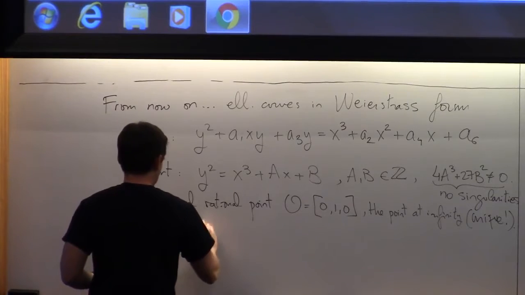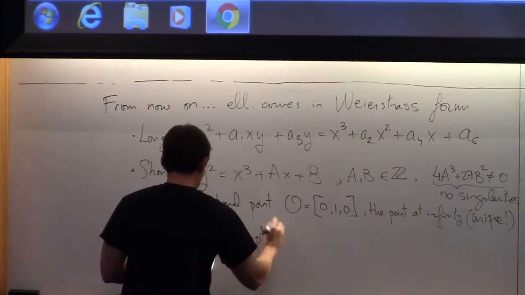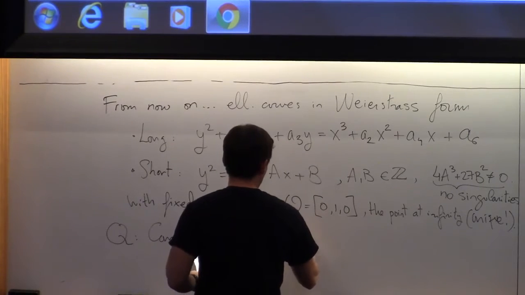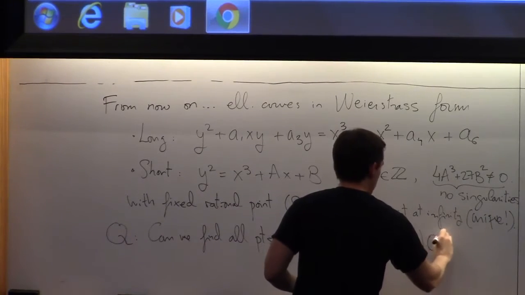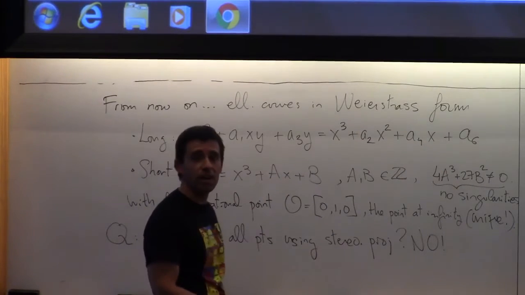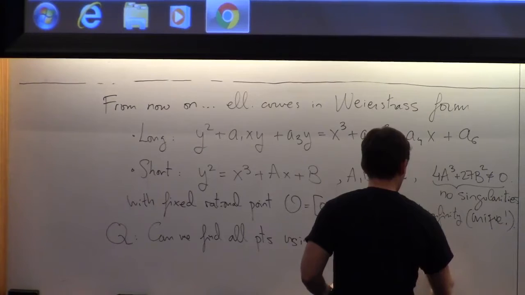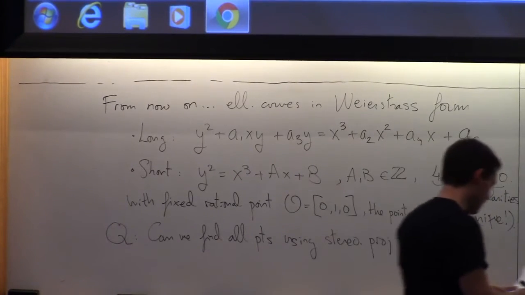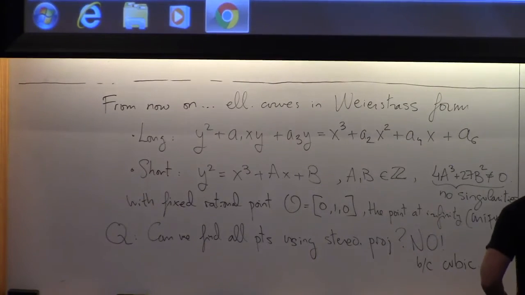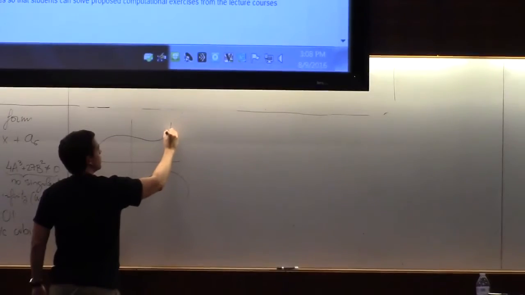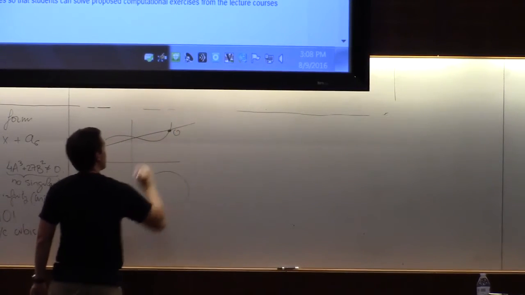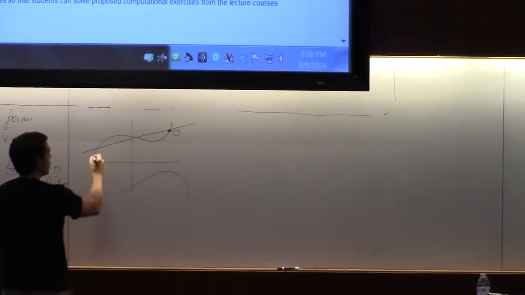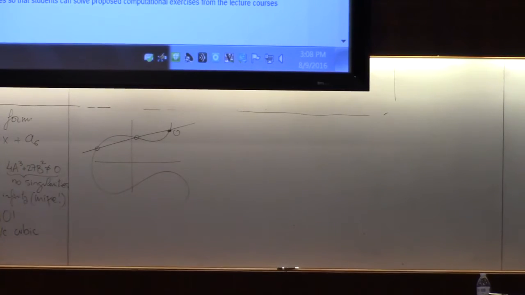So can we find all points using stereographic projection? Well, no. Why? Because we have cubic equations, not quadratic equations. Okay. So why is that so? Because if I have an elliptic curve, something like that, and if I have a point O, and I try to trace a line that goes through O, yes, I'm going to have two other points, but those are not necessarily rational anymore.